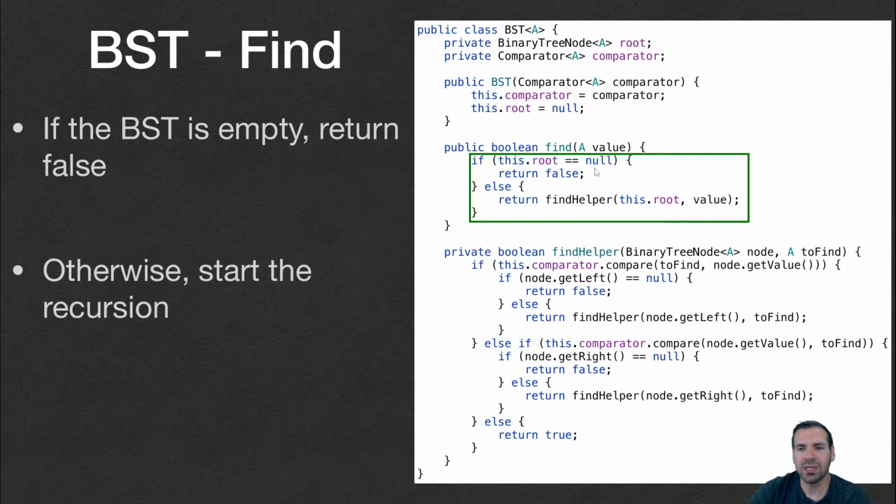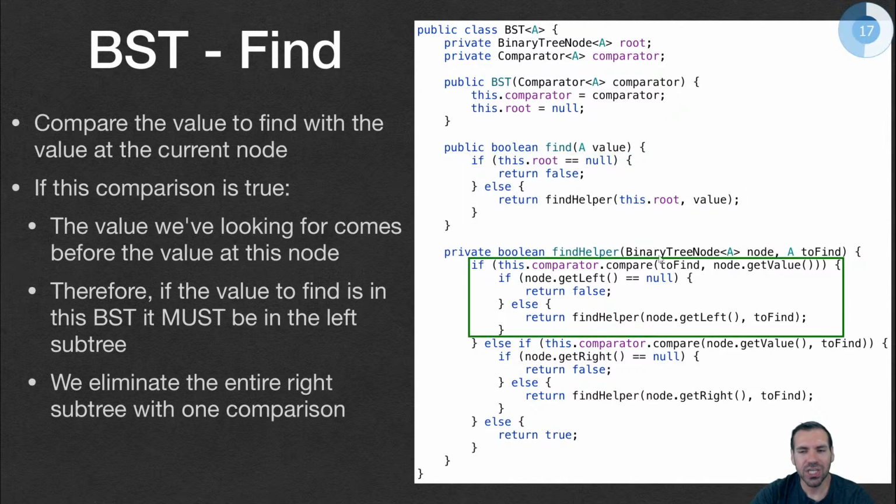So if the root is null, we're returning false. If the tree is empty, we're not finding the value. So we're going to go to our find helper. We're going to set up the same helper structure. We're going to have the node that we're currently visiting and the value that we're trying to find. And we're not going to cheat this time.